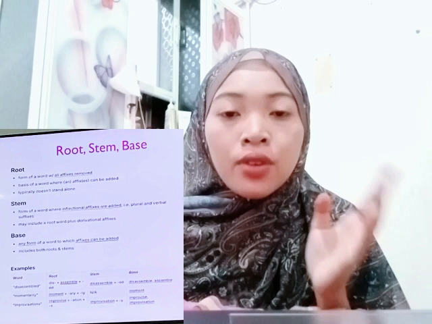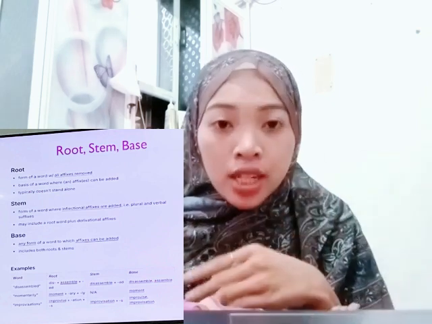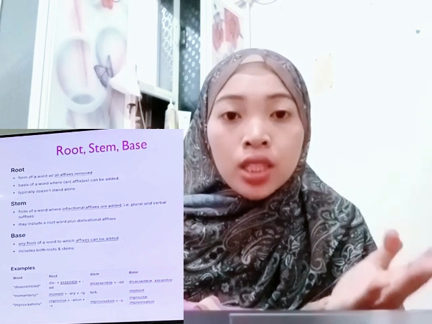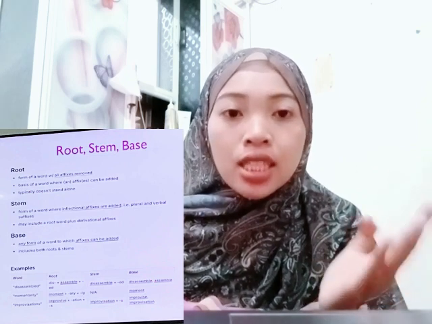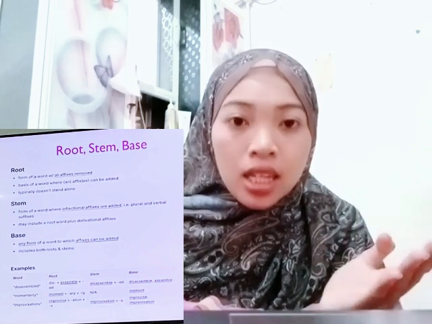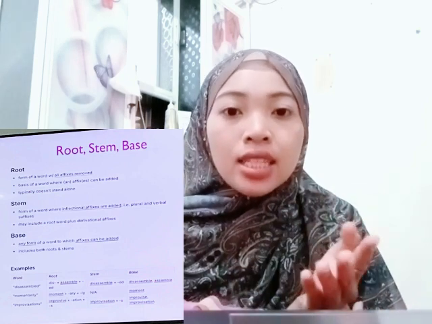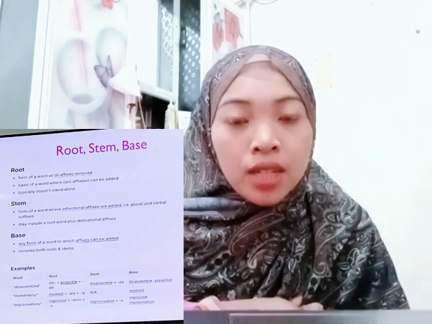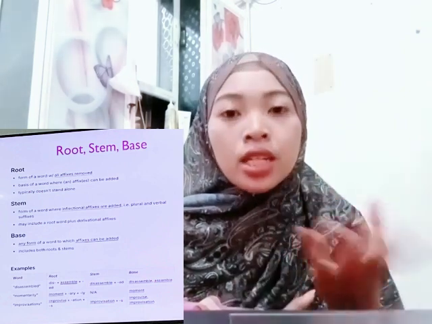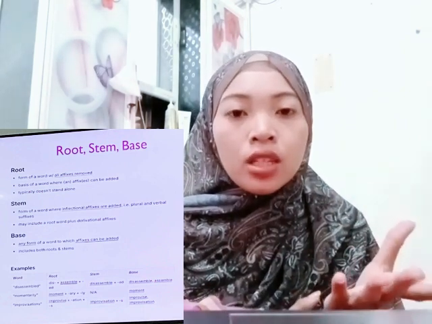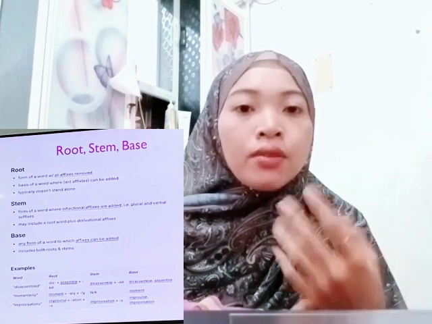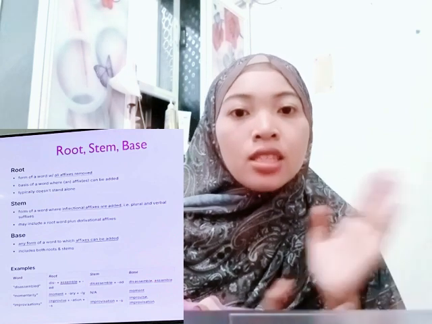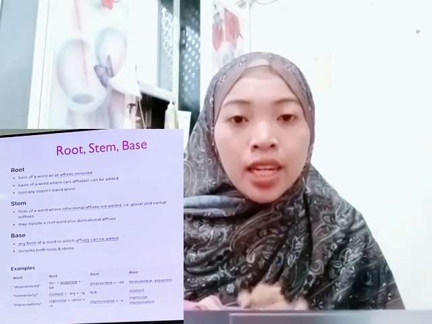A stem is the form of a word before an inflectional suffix is added. For example, in the word teachers, the structure is teach plus er plus s. The stem is teacher and s is the inflection. So in conclusion, morphology studies how words are formed through morphemes, affixes, and word structure such as root, base, and stem.